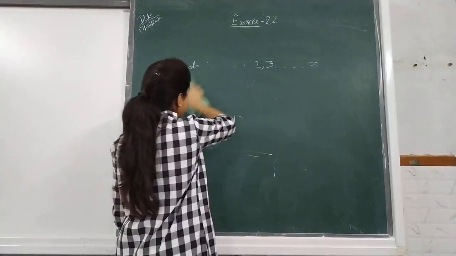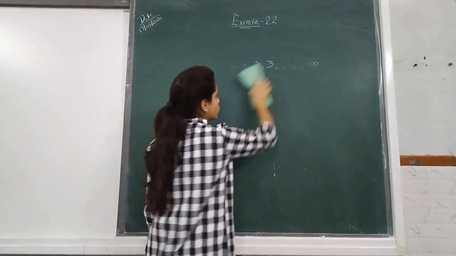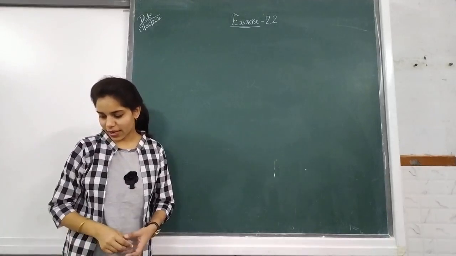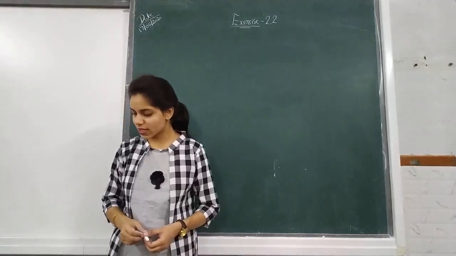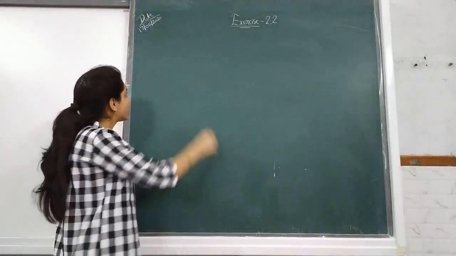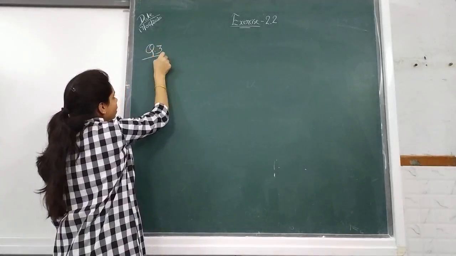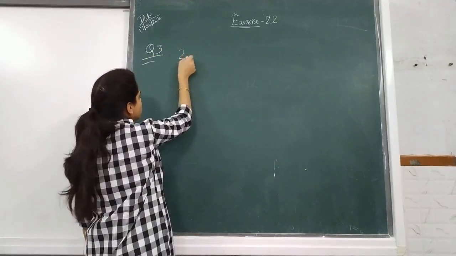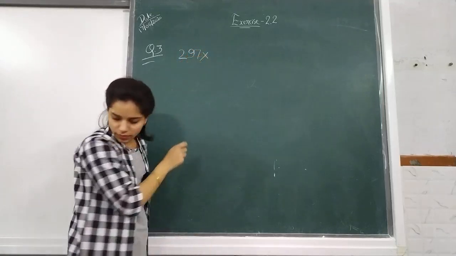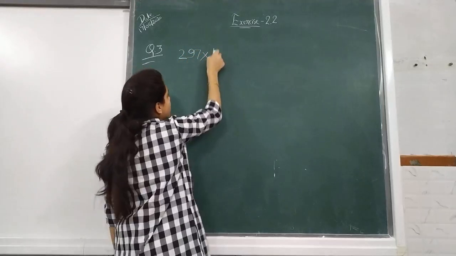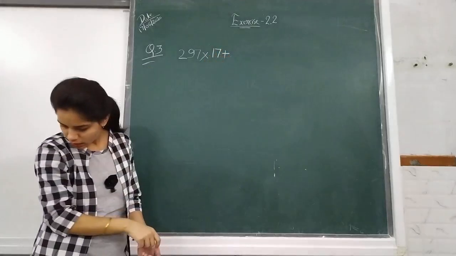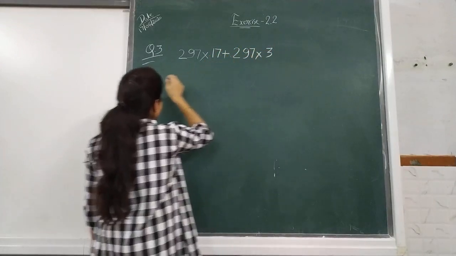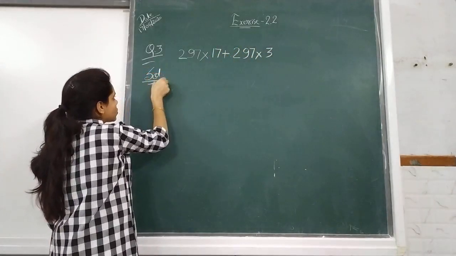Now, we further proceed to the next exercise, which is exercise 2.2. We have already done its first and second question, so we will do question number third. Find the value. The question is 297 into 17 plus 297 into 3. Now students, I already explained to you the properties of the whole numbers.